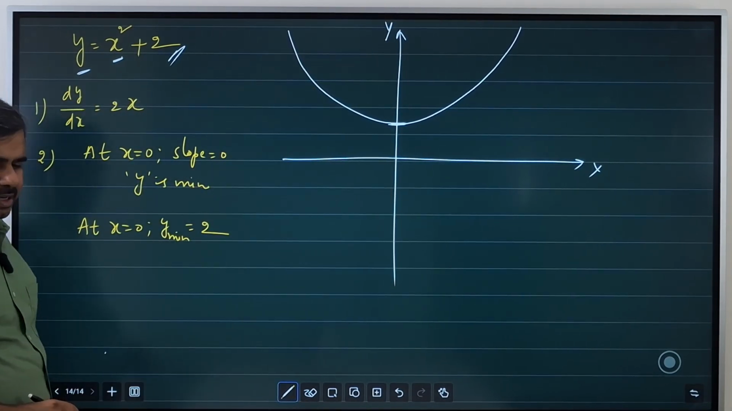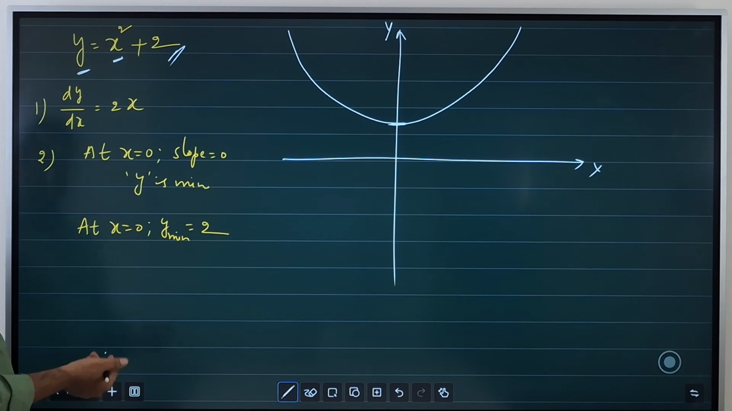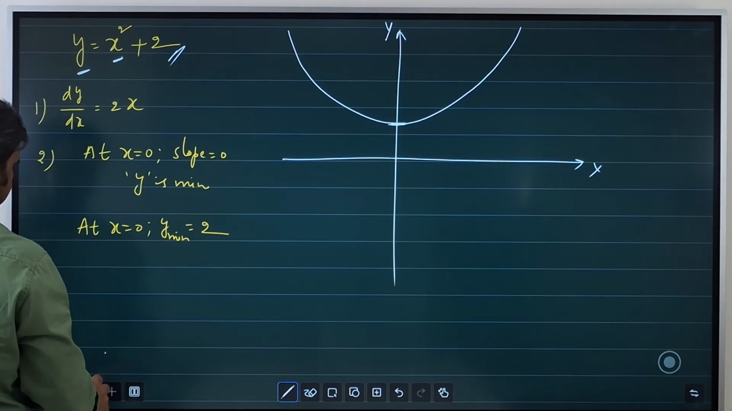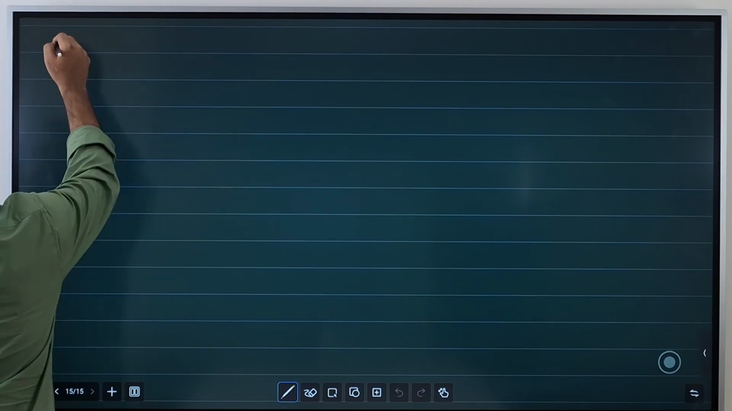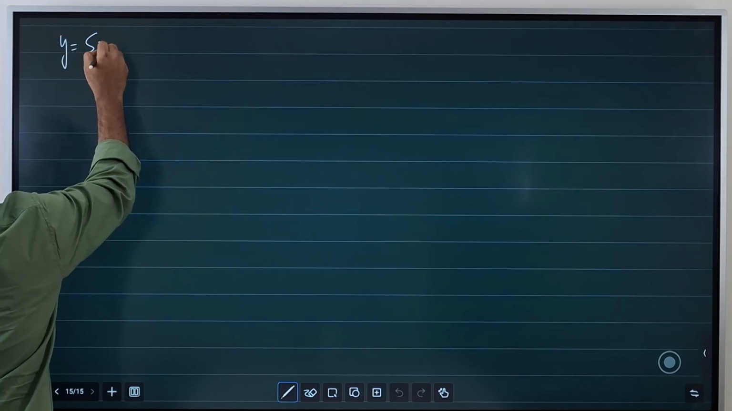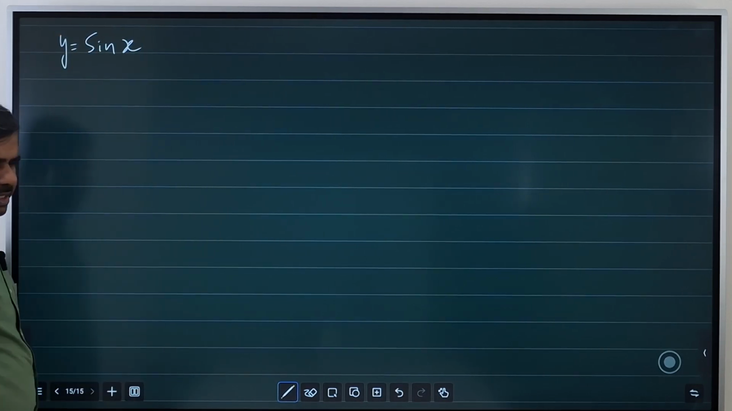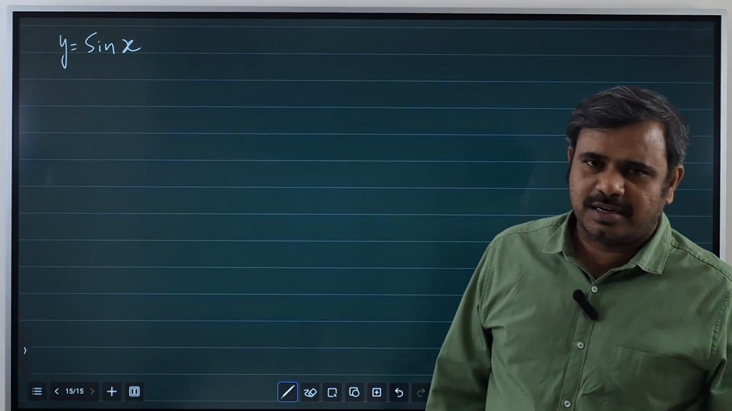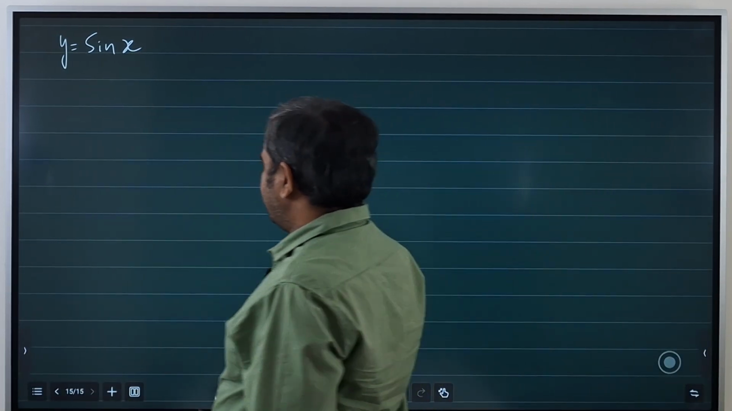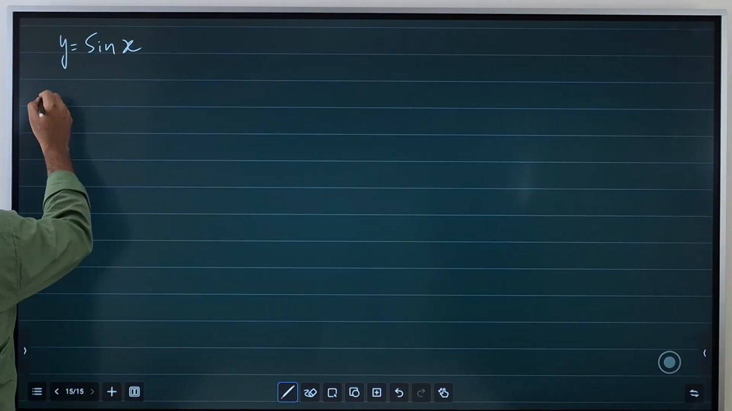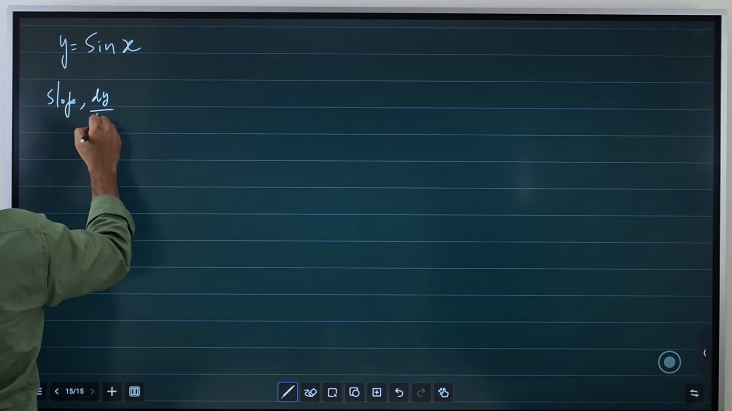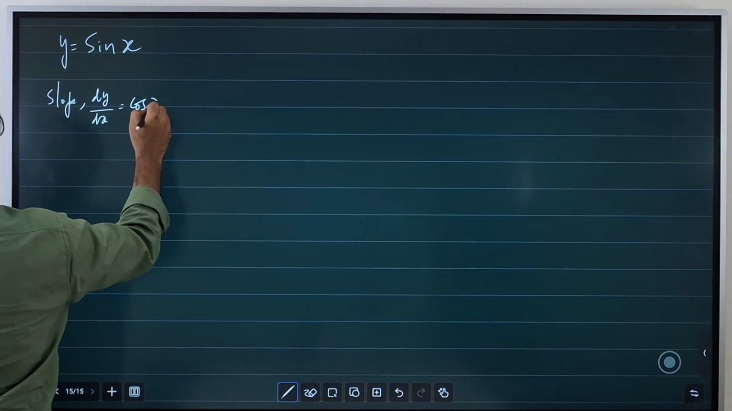So like this we can draw graphs. Let's take some trigonometric functions. Take y is equal to sine x. X is the angle, y is the ratio of sides in a right angled triangle. Take y is equal to sine x. Find its slope. Dy by dx is equal to cos x.